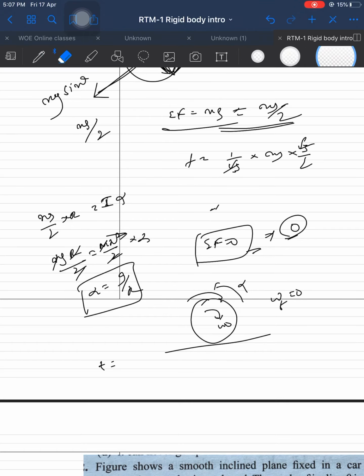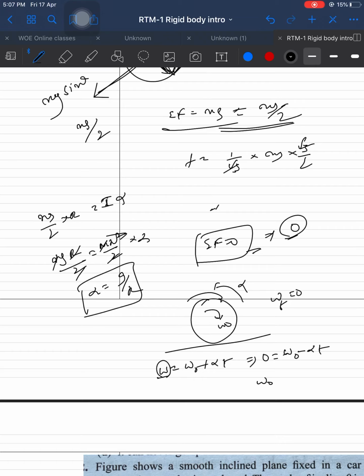So 0 equals omega naught minus alpha into t. You can get the value of t from omega naught by alpha, where alpha is equal to g by R. After this much time, omega naught R by g, it starts rotating about itself. So it does circular motion like this only. After that, velocity becomes 0 and omega also becomes 0. Then it starts coming down. So only one value is possible; it can never go upward.